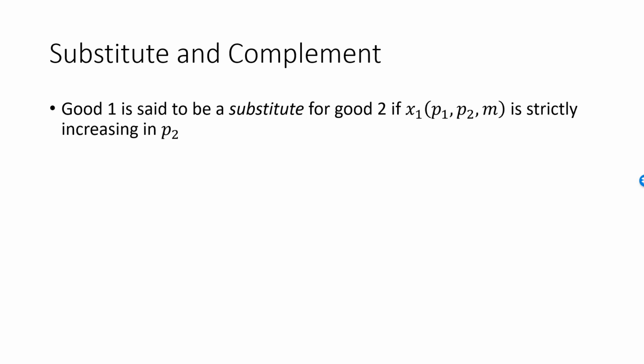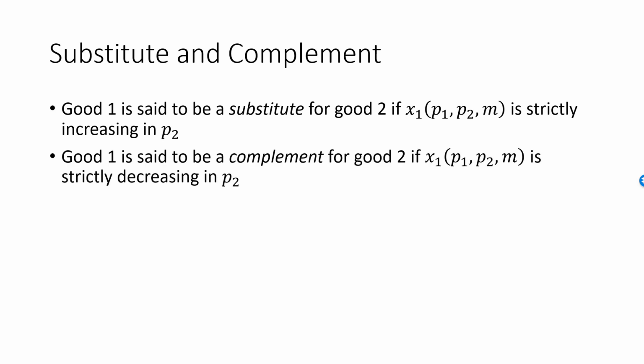We have considered the demand function of a good and its dependence on income and the price of the good. We can also look at how the demand of a good depends on the price of the other good. For example, how x1 depends on P2. If it is the case that x1 increases with P2, then we say that good 1 is a substitute for good 2. If it is the case that x1 decreases with P2, then we say that good 1 is a complement to good 2. Let's understand why these definitions make sense.